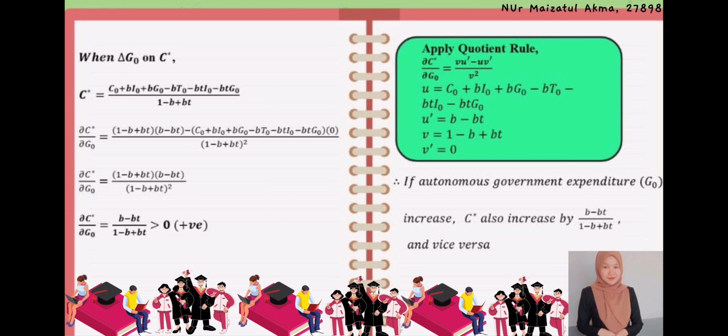After that, we can replace the information in the quotient rule. The answer for delta C star over delta G now will be equal to B minus Bt divided by 1 minus B plus Bt. We got a positive answer, so that means more than 0. Lastly, we can comment that as government expenditure G now increases, C star also increases by B minus Bt divided by 1 minus B plus Bt, and vice versa.